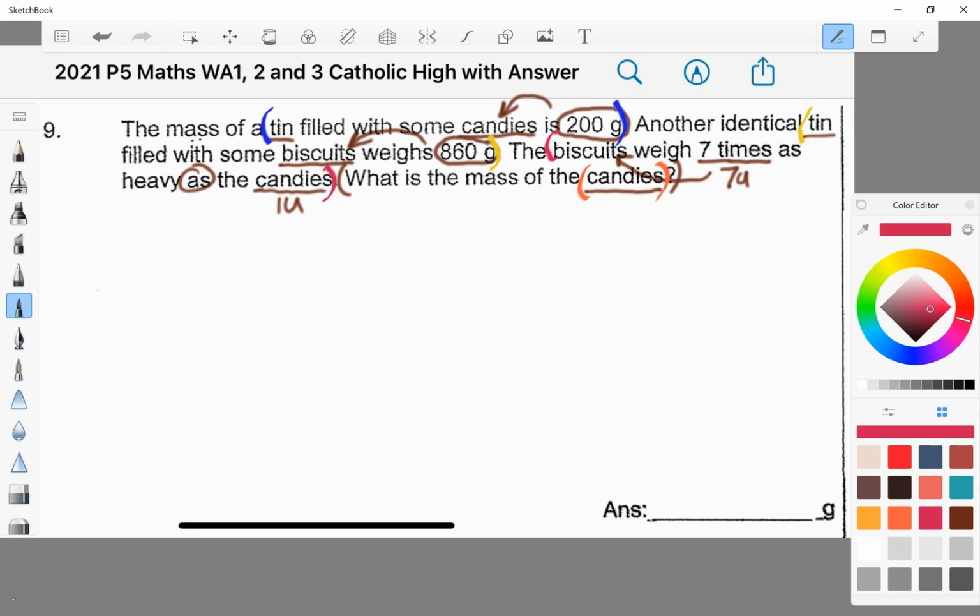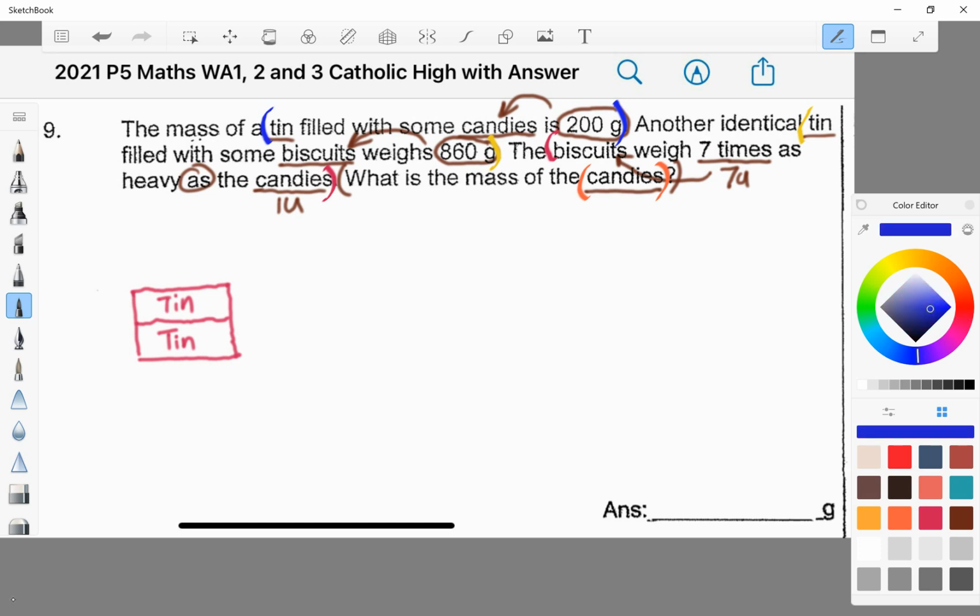The repeated item in this case is actually the tin. It can be a metal tin, like in this case. It can be a pencil case, pencil box, school bag. These are common examples of repeated items, of repeated containers. So how shall we draw our model? As I have shown you in the previous episode, we stack the container together first. So that's the pro tip. Then I will want to deal with the candies and the biscuits.